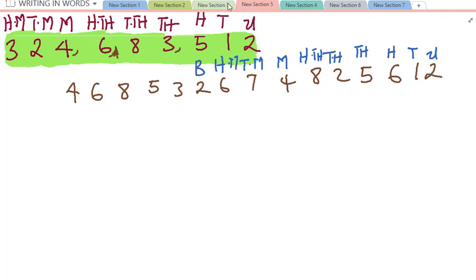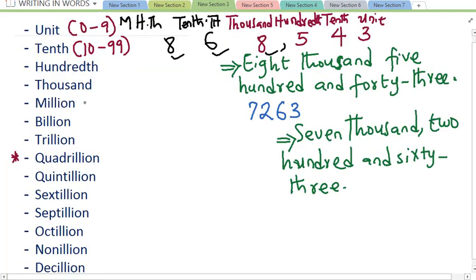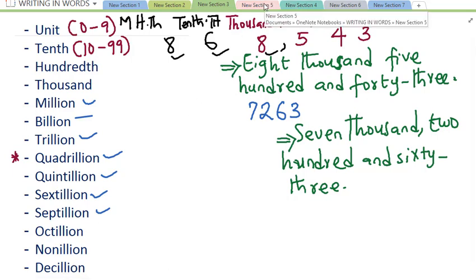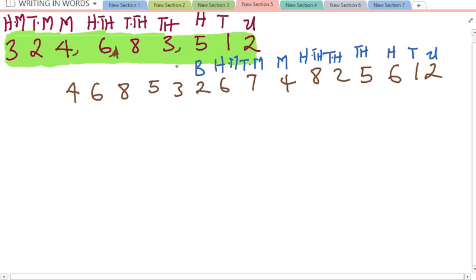Okay, let me just show you this. After million we have billion, after billion we have trillion, after trillion we have quadrillion, and after quadrillion quintillion, sextillion, septillion, octillion, nonillion, and decillion. Okay, so let's continue. So billion, we now have tenth of billion, then hundredth of billion. We'll move to the next one, which is what? Trillion, tenth of trillion, then hundredth of trillion.